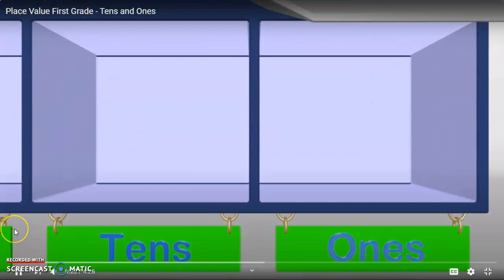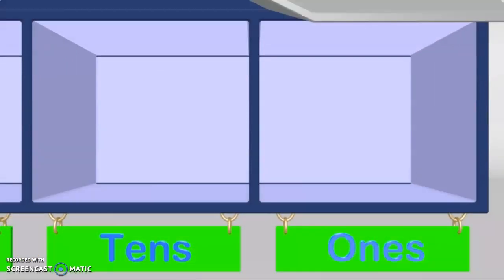Here we have the tens and ones places. There are rules in this house that have to be followed, and one of the rules is that you can only have one digit in each room. A digit is any number from 0 to 9. Let me show you what I mean.